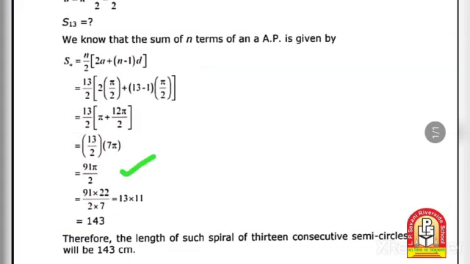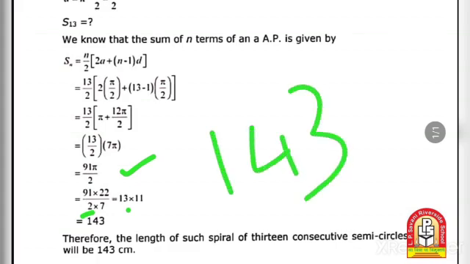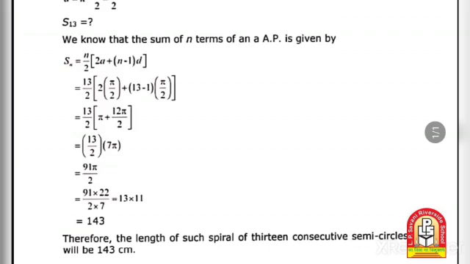So 91 pi by 2 is equal to 91 multiplied with 22 divided by 2 by 7, which is equal to 13 multiplied with 11, that is 143. So therefore the length of such a spiral of 13 consecutive semicircles is 143 centimeters.